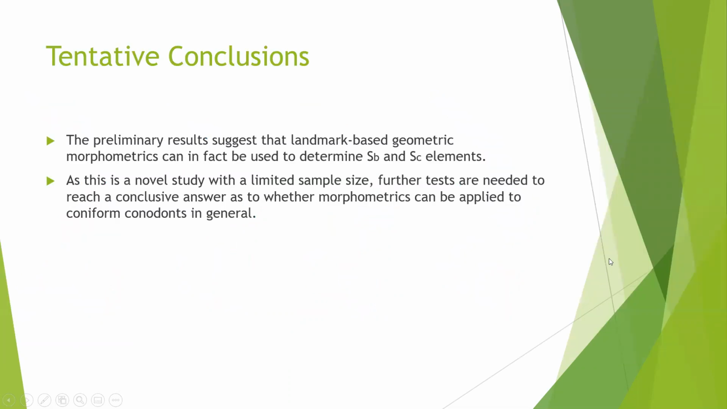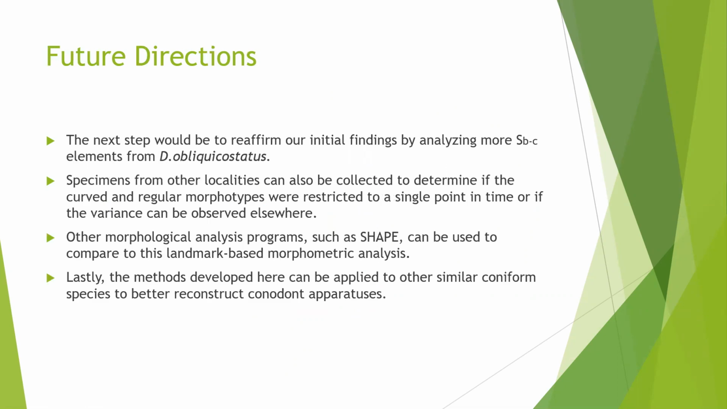So as for our tentative conclusions that we reached from this study, our preliminary results suggest that landmark-based geometric morphometrics can in fact be used to determine SB and SC elements. However, as this is a novel study with a limited sample size, further tests are needed to reach a conclusive answer as to whether morphometrics can be applied to coniform conodonts in general. The promising results of the preliminary analysis open up possibilities for further research.